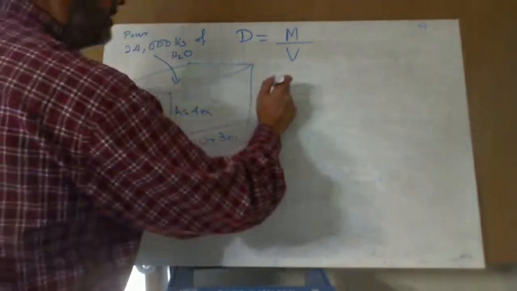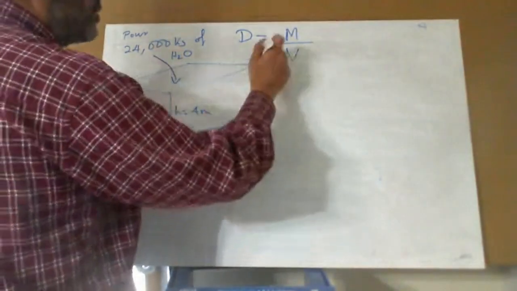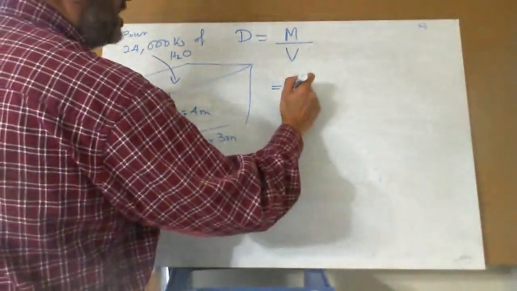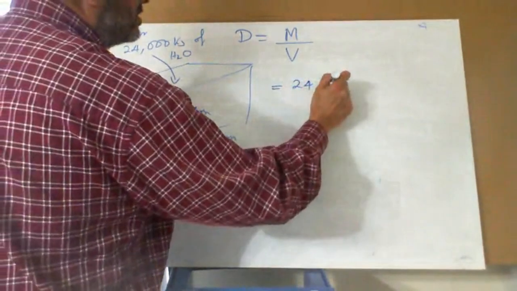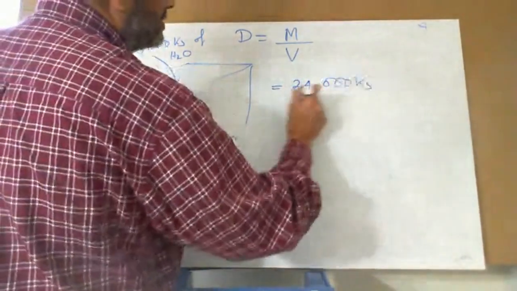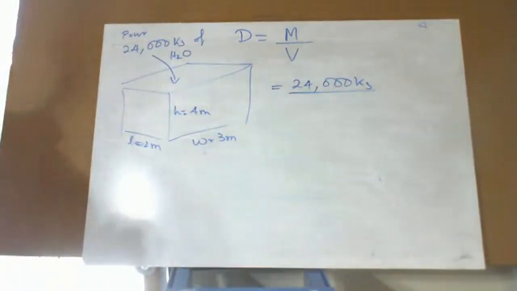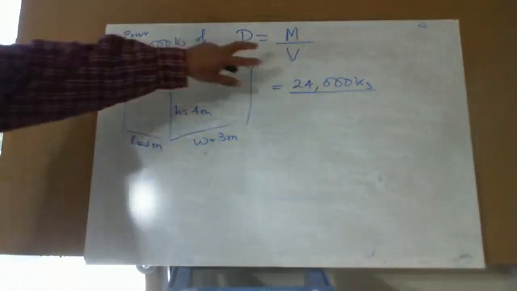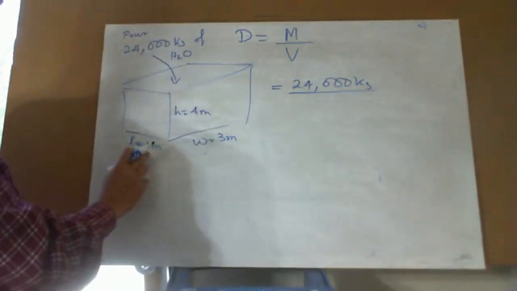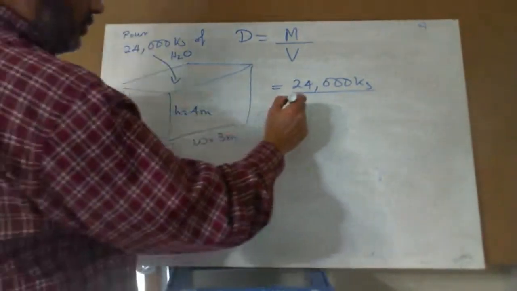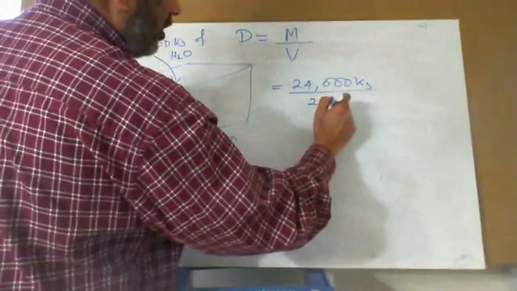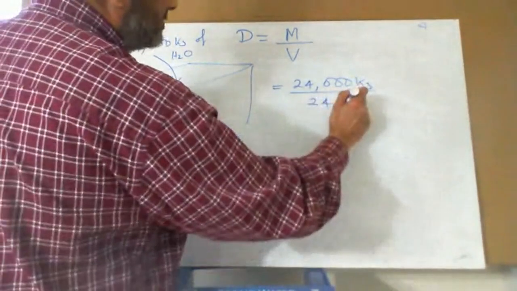And so the mass, so what is the density? The density is 24,000 kilograms divided by the volume. So the volume is 3 times 2 is 6, 6 times 4 is 24. So the volume is 24 cubic meters.